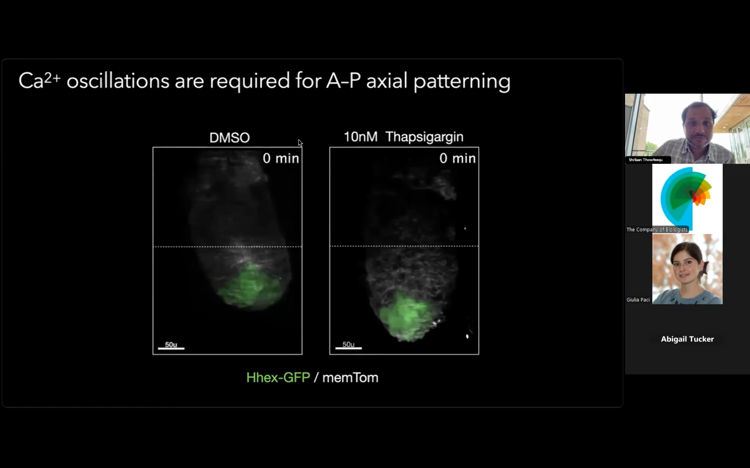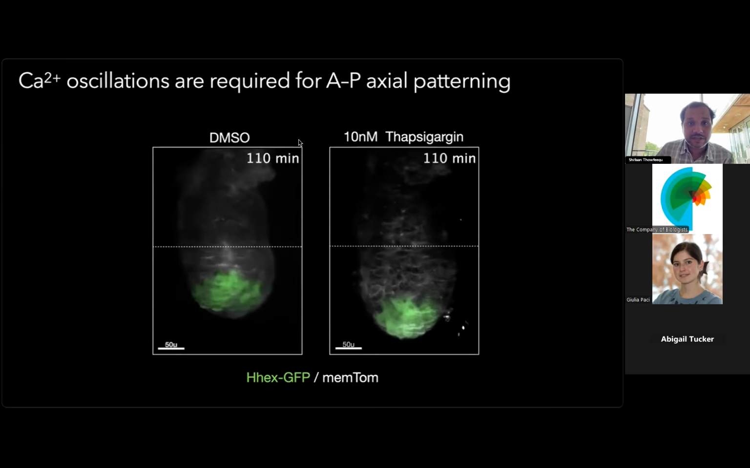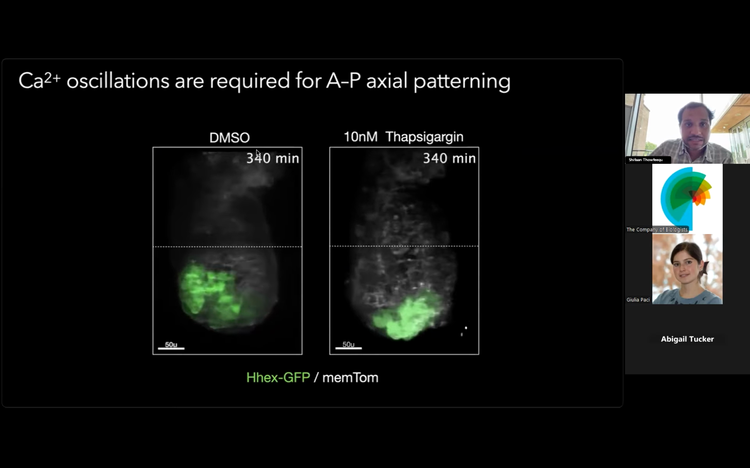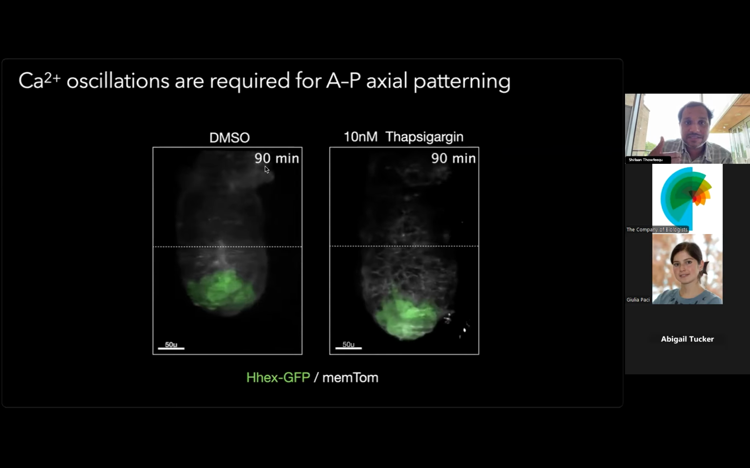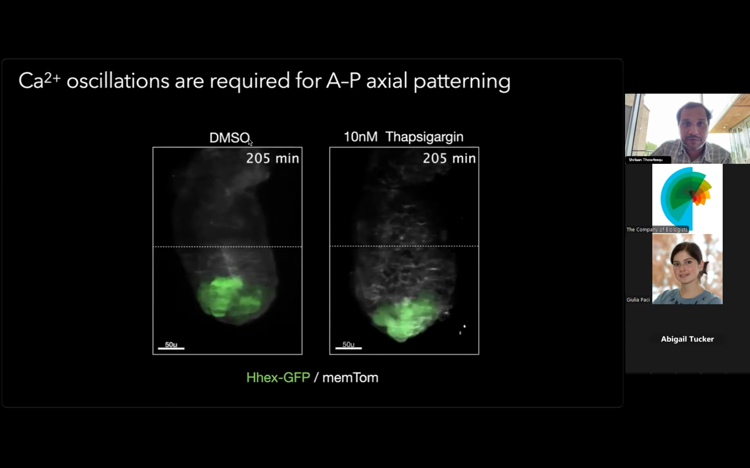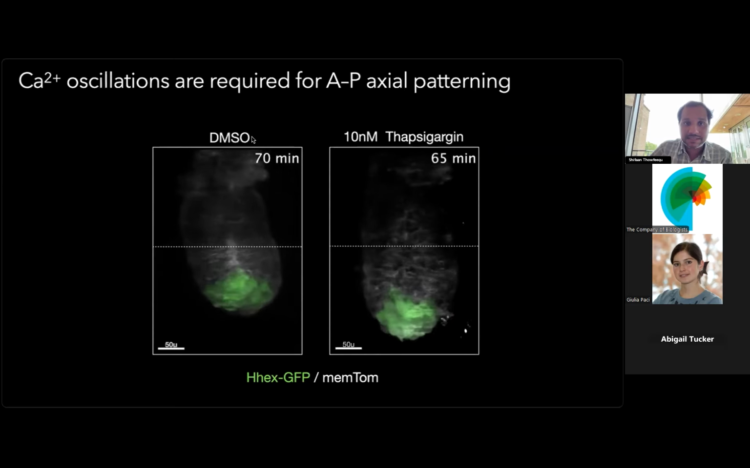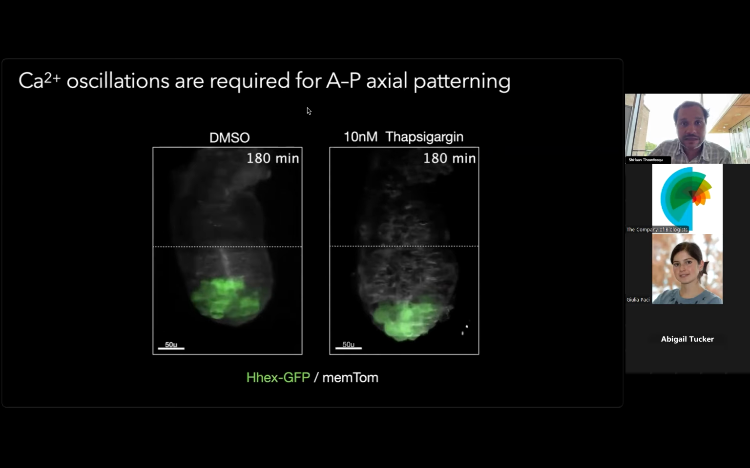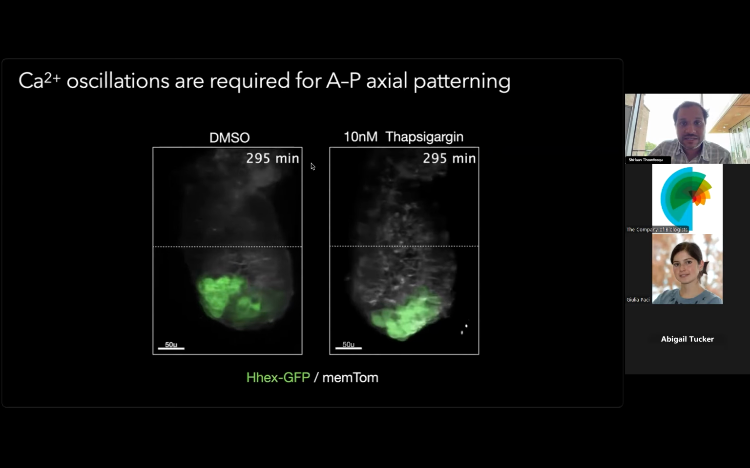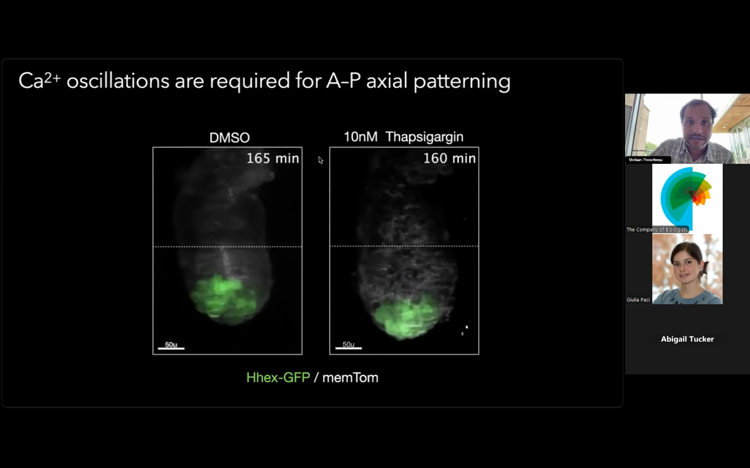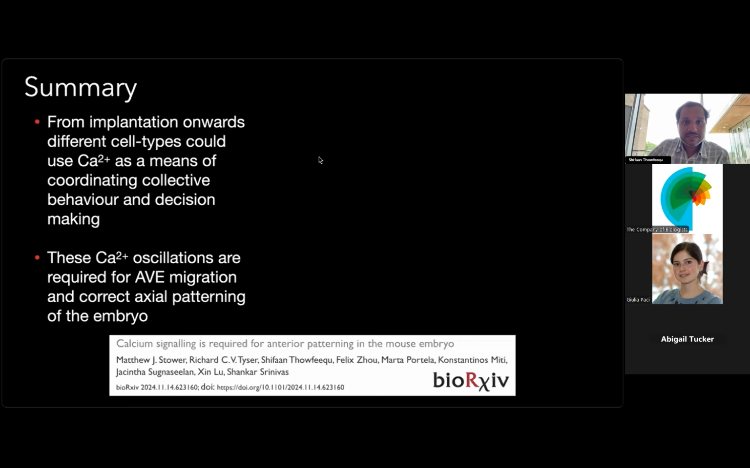And what we see is when we culture embryos in control conditions, for example, during AV migration, the cells that start at the distal tip over a 6-hour period can migrate towards the embryonic, extraembryonic boundary, from where it patterns the epiblast and sets the AP axis. However, in the absence of calcium oscillations, the AV cells are stuck at the distal tip, so correct axial patterning doesn't happen. A lot of this data has now been deposited as a preprint on bioRxiv, and you can all go and have a look at it.